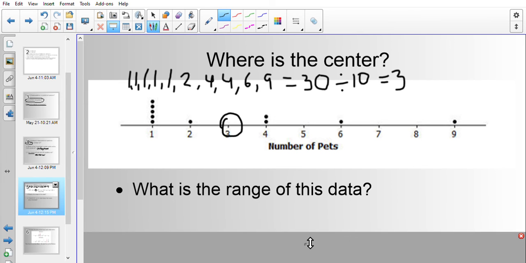What is the range of this data? Well, remember, the range is the difference between the highest dot and the lowest. So where's the highest, or I guess I should say the maximum, right, is 9, and the minimum is 1. So I want to find the difference between those two numbers, and the difference is 8.